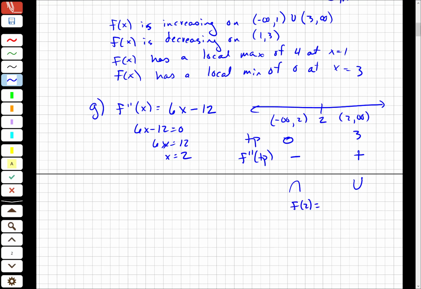So f of 2 I'm going to find. And that should be 8 minus 24 plus 18. Is that right? So that's 2, I think. Is that 26 minus 24? Okay. Good.